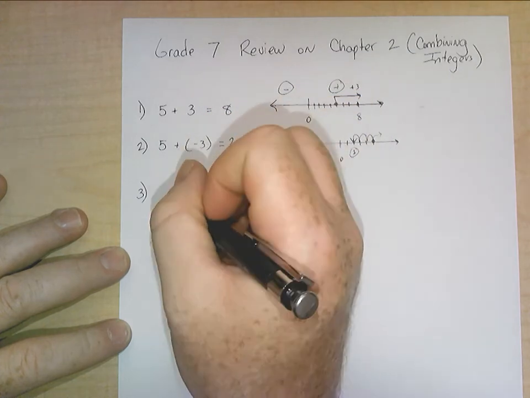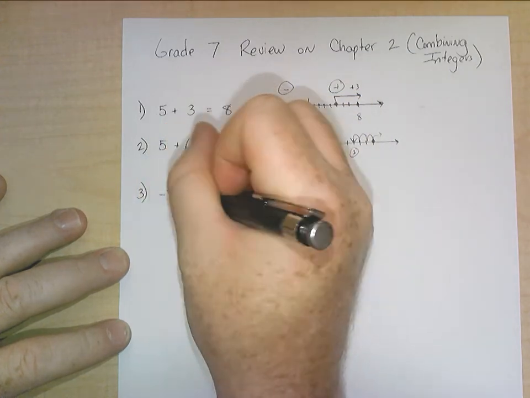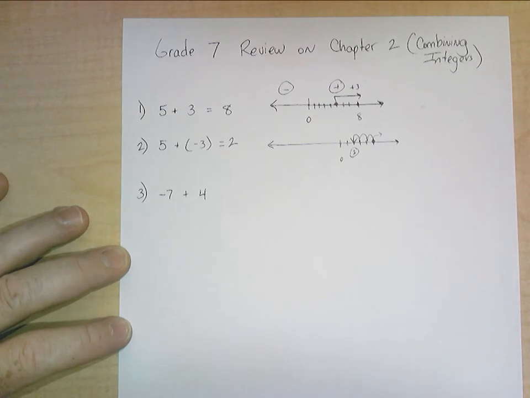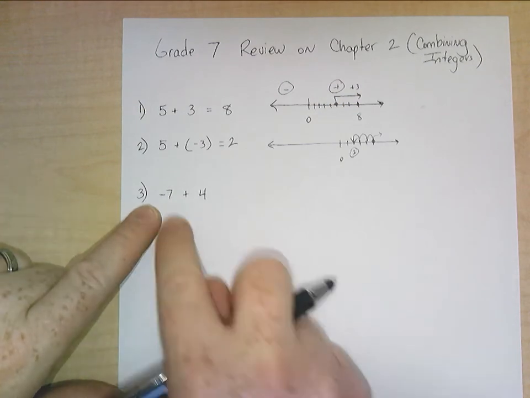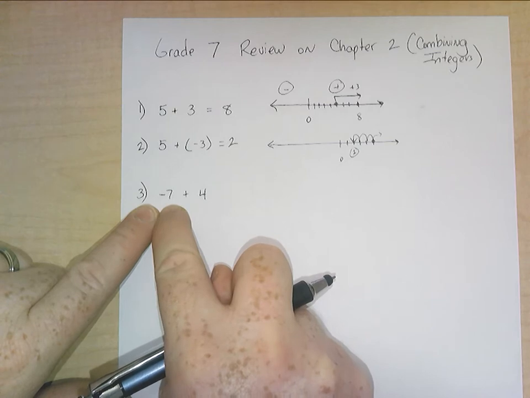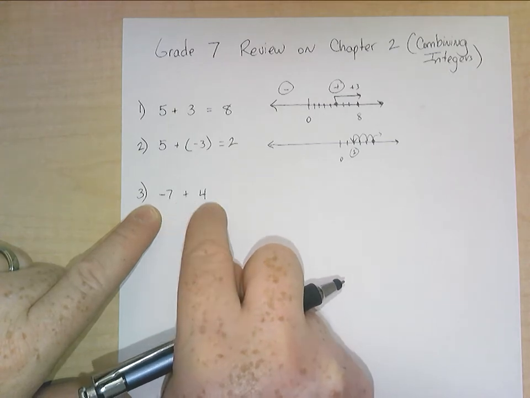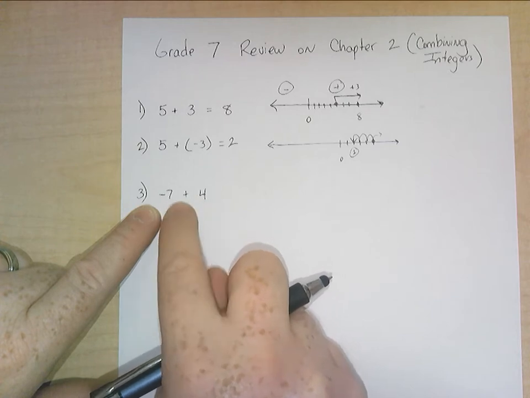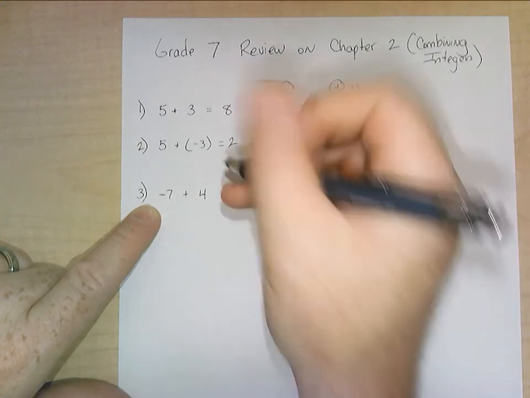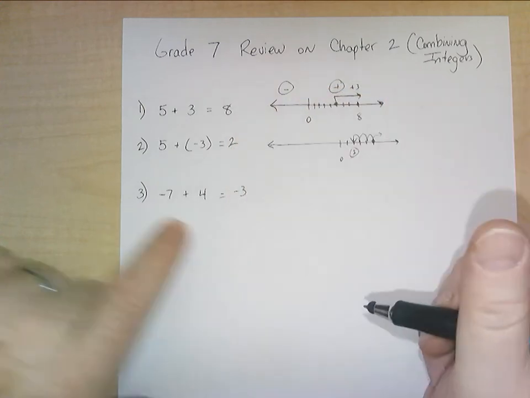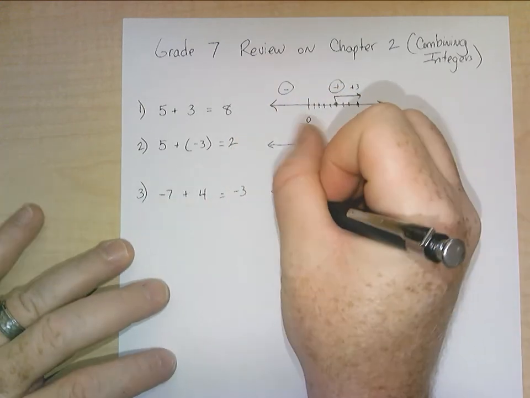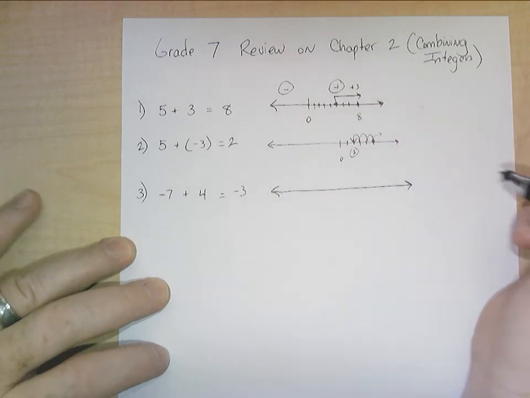Same thing if I had a negative up front. Let's say I had negative 7 plus, let's say 4. Here in this situation, if I owed $7, right, and I got 4, well, if I paid part of that 7 off, I wouldn't be able to pay it completely off. I'd still owe $3. It'd be negative 3. So a lot of times I think in terms of money, that might make a little bit more sense with integers, especially when you're adding and subtracting them.